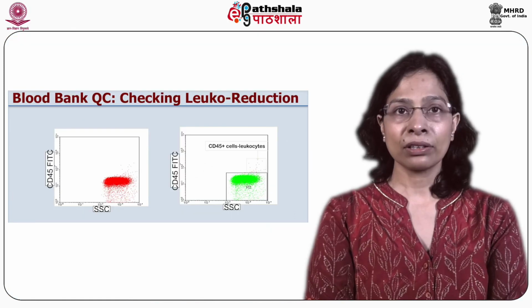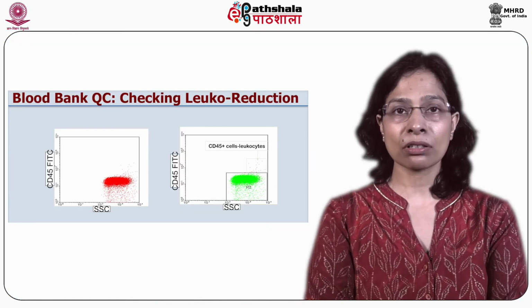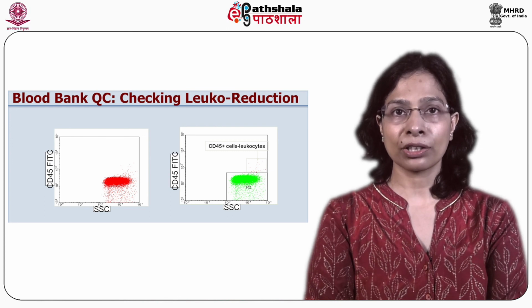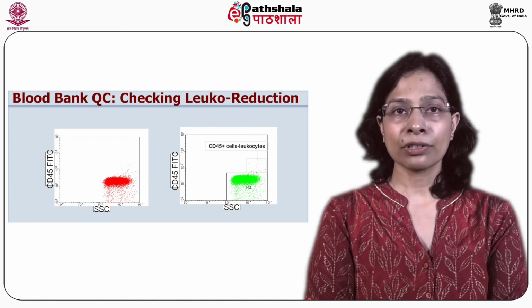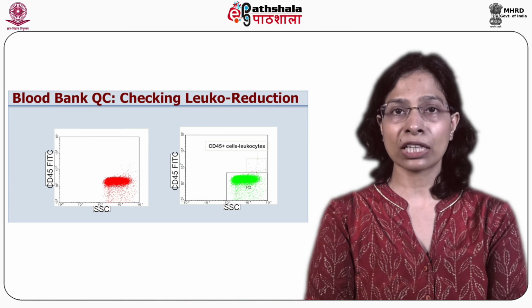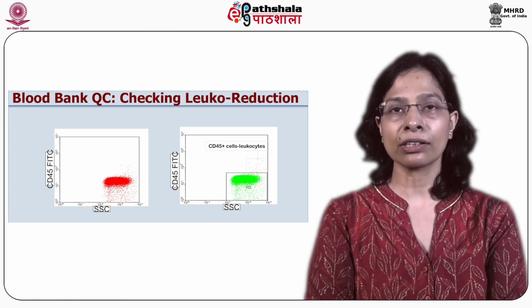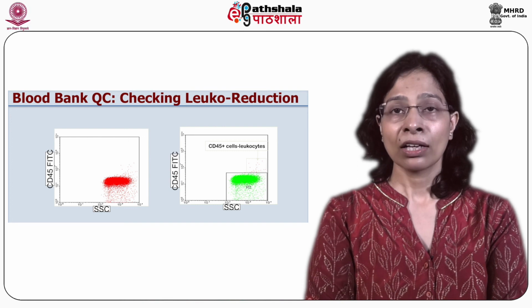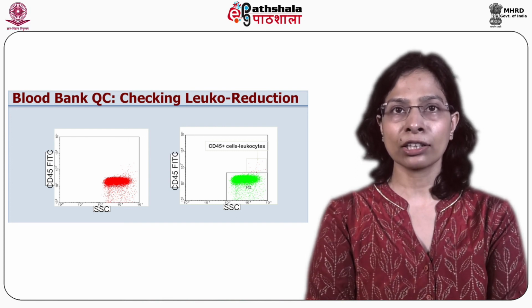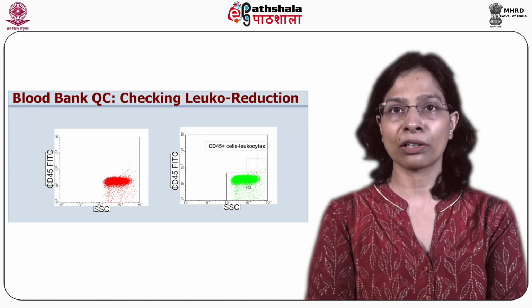In this example, CD45 has been used to identify the leukocytes. The red blood cells, which are denoted in red in the first plot, are negative for CD45, and in the second plot you can see some red dots which stain for CD45. These are the contaminating leukocytes. Thus, by counting the number of the contaminating leukocytes, we can check the quality of our leukoreduced blood product.